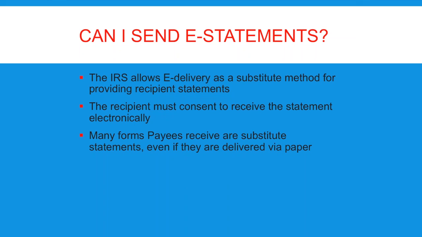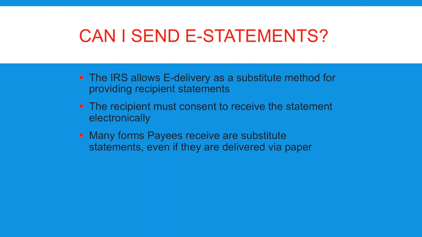The IRS does allow e-statements, electronic statements, to be set up and delivered to recipients, as long as the recipient has consented to receive that form electronically. So if you work for a company that has an online portal, they may have asked you to go out and accept that your W-2 will be delivered electronically, and then you can download a copy of that form. So it is perfectly acceptable for an e-statement to be sent to a recipient, as long as that recipient has consented to receive it.